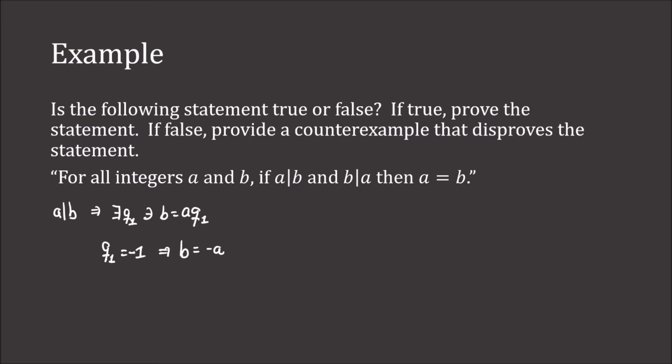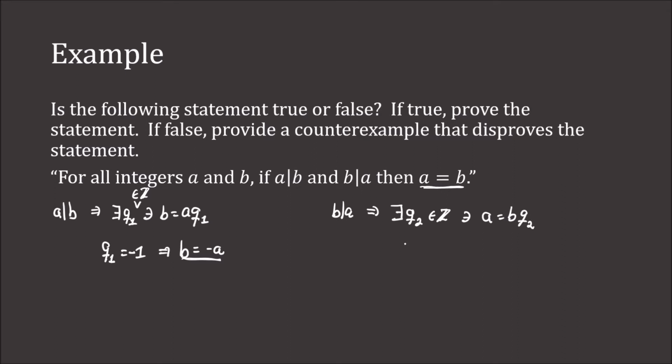Well, oh dear. We were supposed to have a is equal to b, and here we have b is equal to negative a. Okay. But remember, b also has to divide a, right? So in here, I forgot to include that q1 is an integer. Right. So we now look at b dividing a. This means that there has to be an integer q2 such that a is equal to b times q2.